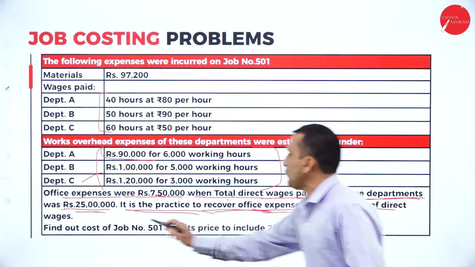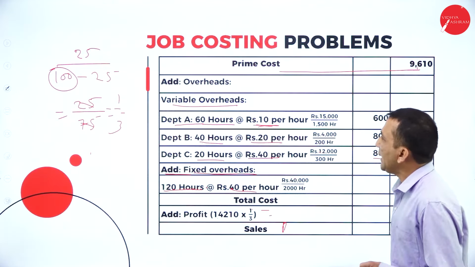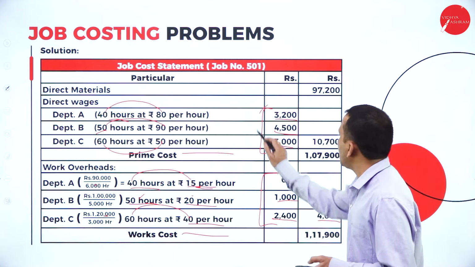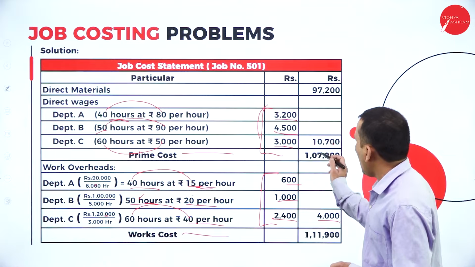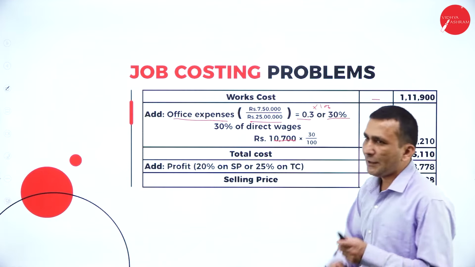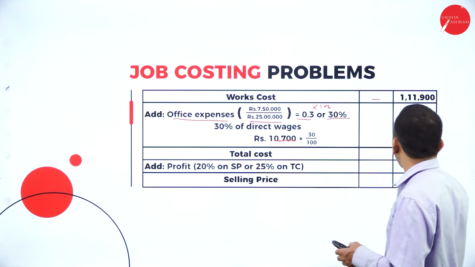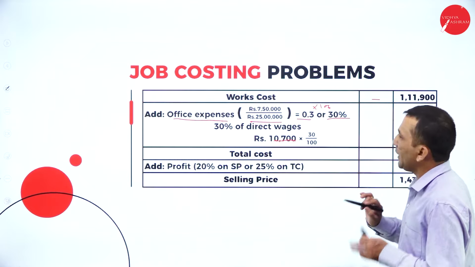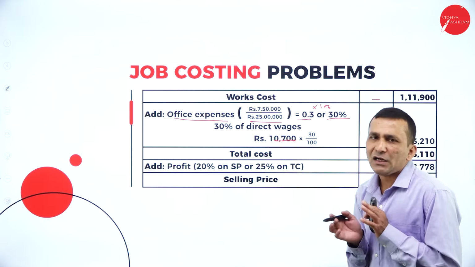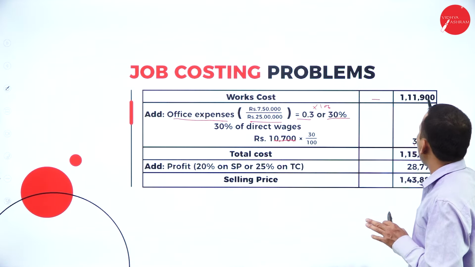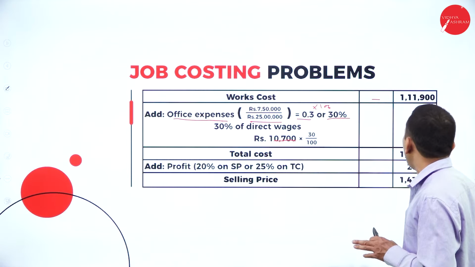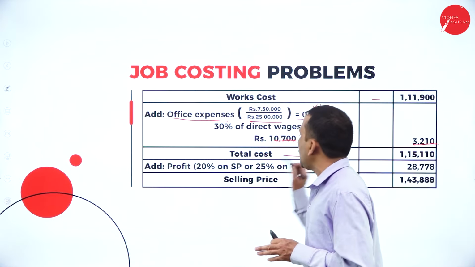That is 30% of direct wages. Now the direct wages we calculated just now, how much are we getting? We got the direct wages as 10,700. Now 10,700 into 30%, if you multiply, you're getting 3,210. After calculating the office expense, now we are adding it to the work cost. So 1,11,900 plus 3,210, if you add together, we are getting 1,15,110, which is nothing but your total cost.